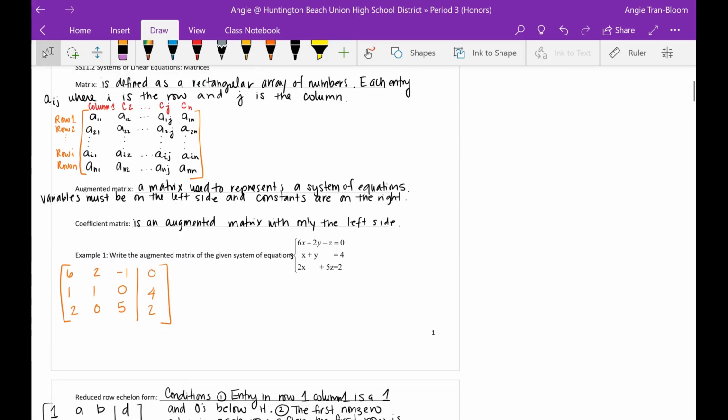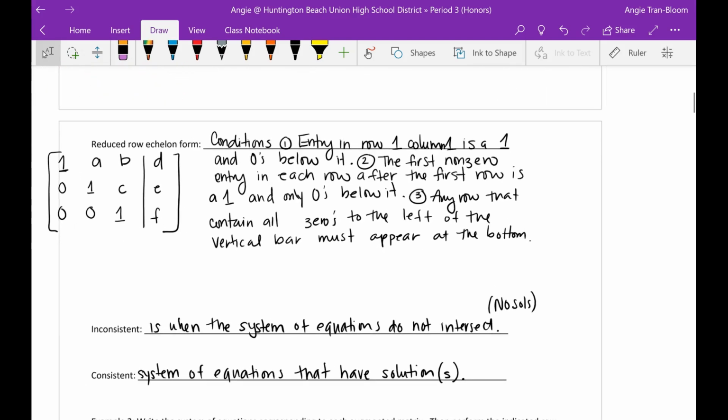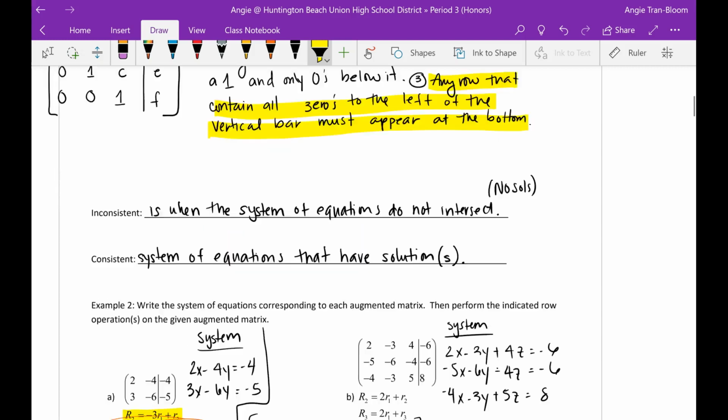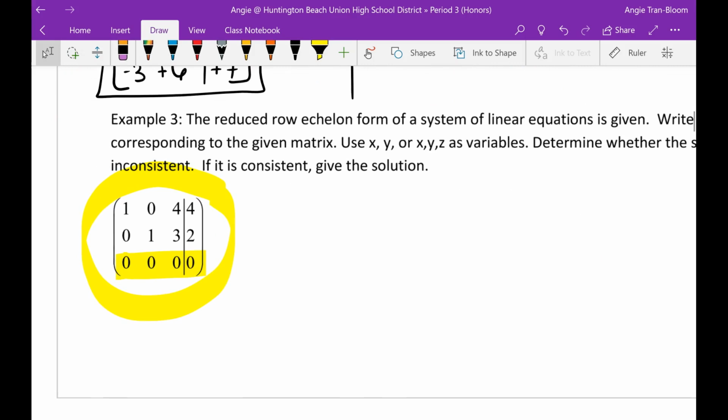in the reduced row echelon form, we talked about this as one of the conditions, right? Any row that contains all zeros on the left-hand side of the vertical bar must appear at the bottom. Well, this one, it's all zeros, so now it's at the bottom. This means that z is any real number that you want it to be, okay?